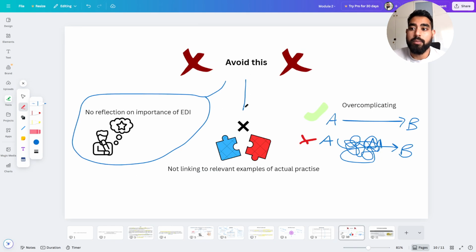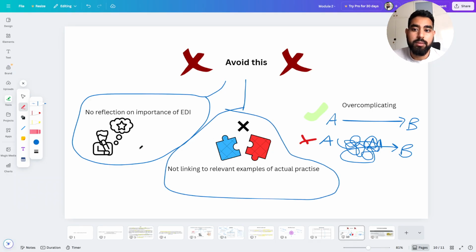Another mistake could be not linking relevant examples of actual practice. So think about things that you've gone through, what training you've been through and how the lab actually accommodates for different types of people. A lot of the mistakes that I've seen are that they're not using relevant examples, they're using things off topic. So try your best to find things in the lab or in the trust, look at your emails. I'm sure you've been receiving a lot of EDI emails. You can use examples from those and then link it to your practice, how you've changed it, what happened, and that will make really good evidence.